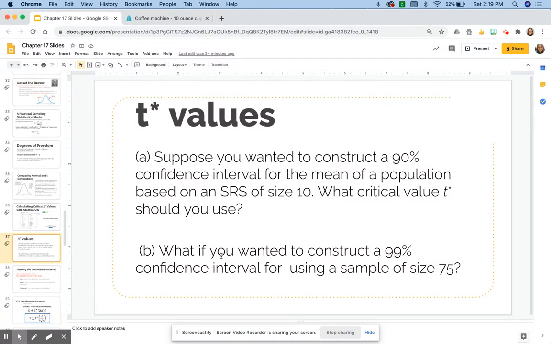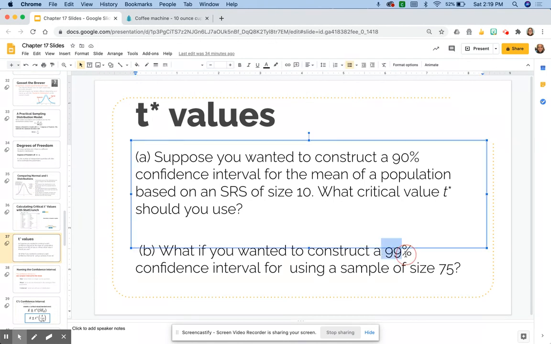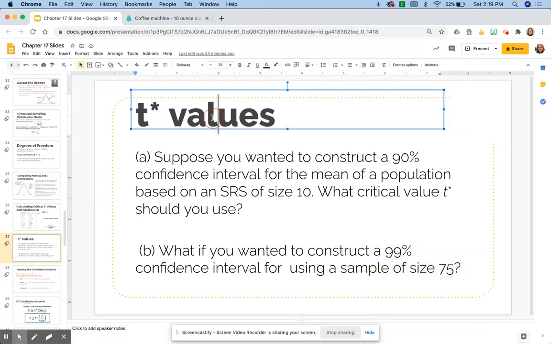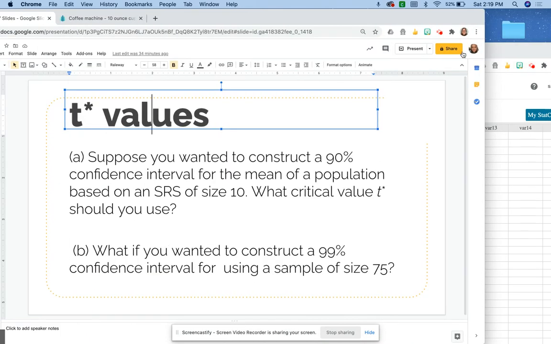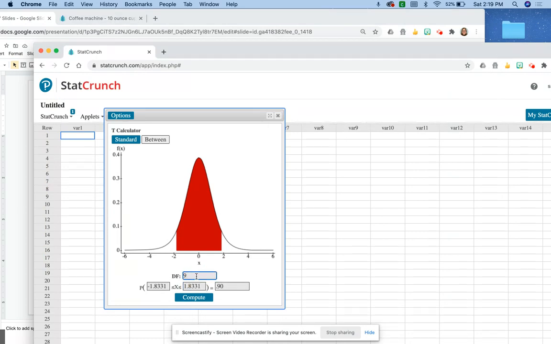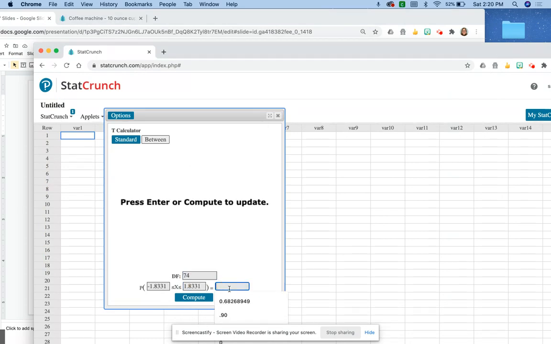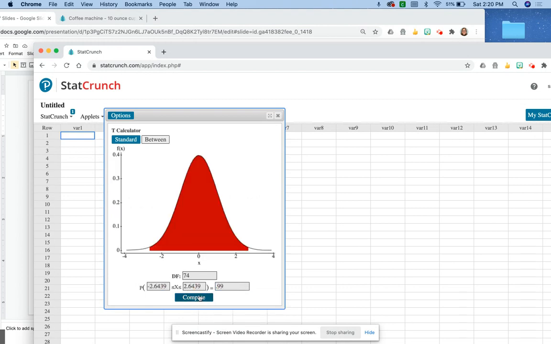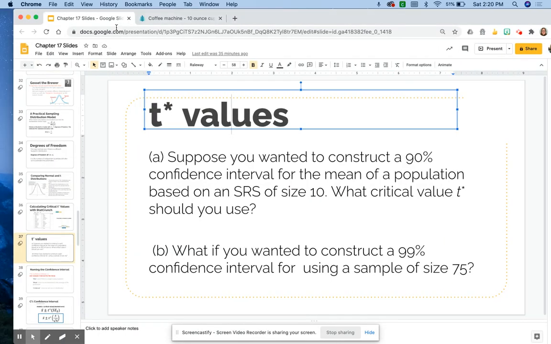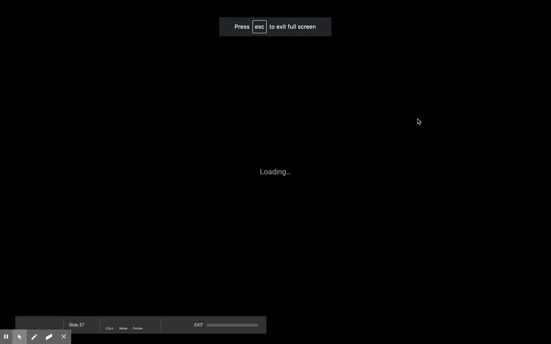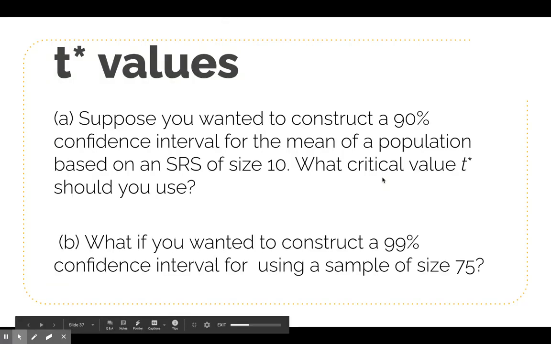For the next example, what if you wanted to construct a 99% confidence interval using a sample of size 75? Again, all that we would have to do for that is change this to 74 because it gave a sample size of 75, and then it said 99%. So just showing that again. So that would be 2.64. So it's really, really similar to what we were doing previously. You just have to make sure you use the t calculator instead of the normal calculator.